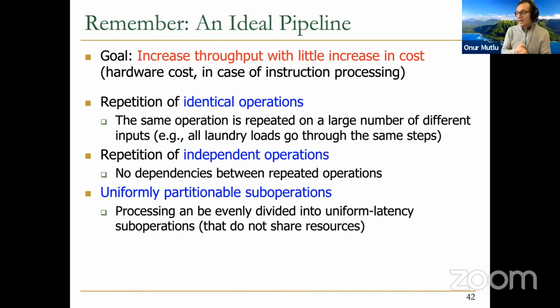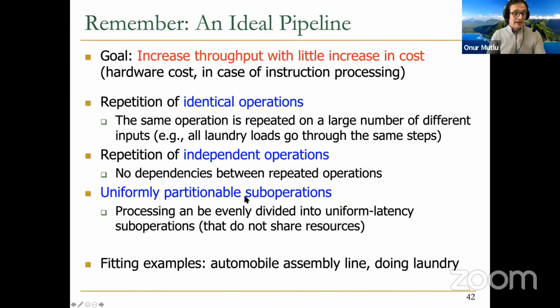Okay, let's talk about how this instruction pipeline that we're discussing compares to an ideal pipeline. Remember, an ideal pipeline maximizes the throughput with minimal increase in cost. It requires the repetition of identical operations, repetition of independent operations, and uniformly partitionable sub-operations. I've already defined these. I'm not going to go through them again. And we said that fitting examples are the automobile assembly line and doing laundry.